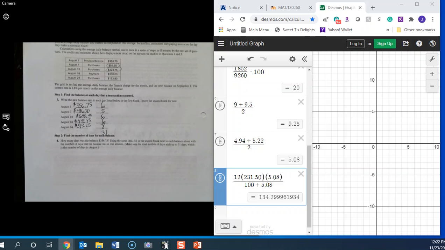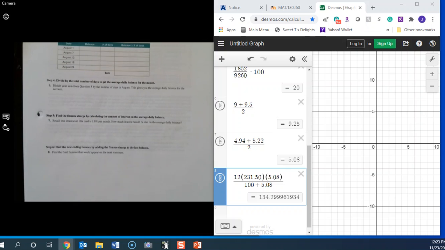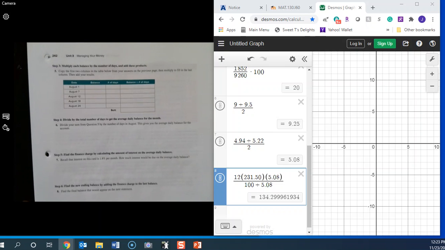Now, it says, find the number of, oh, we already did that part. Okay, so we're going to move on to the next page. Now, on the next page, we have this table. They want us to basically fill in the information that we had before. But it says copy the first 2 columns in the table below from your answers on the previous page. Then multiply to fill in the last column. Then add your results. Okay.